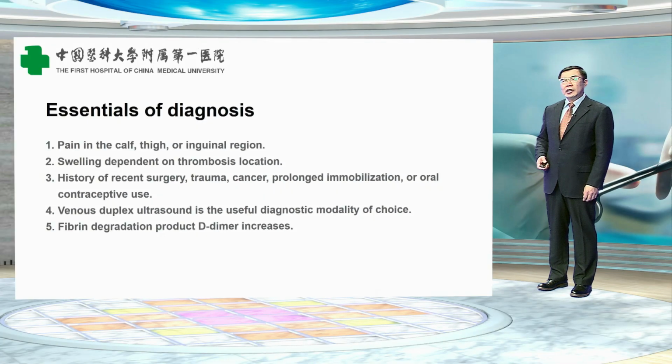The essential diagnosis includes symptoms like pain in the calf, thigh, or inguinal region, and swelling, and risk factors include history of recent surgery, trauma, cancer, prolonged immobilization, and imaging like venous ultrasound is a useful diagnostic modality of choice. And fibrin degradation products, the D-dimer, are usually elevated.